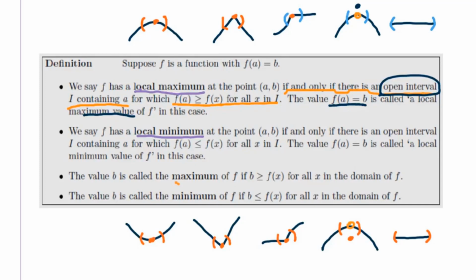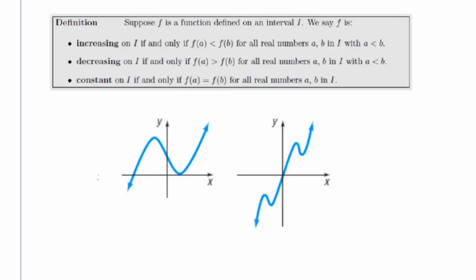When we talk about maximum, it basically means absolute maximum, which means the highest point of the graph. For minimum, that means absolute minimum, the very bottom point of the graph. Now let's talk about increasing, decreasing, or constant functions. A constant function is really easy to understand. It's just a horizontal line.